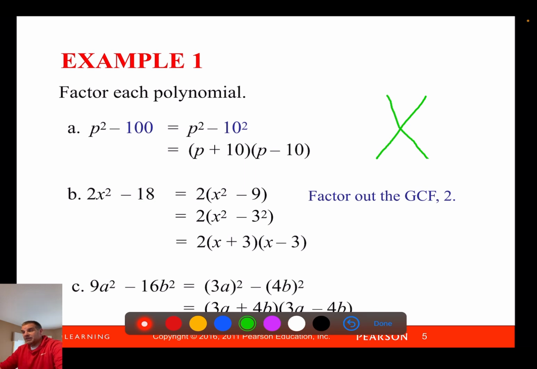Now again, the nice thing about these is if you don't remember the special property, we can still use what we did before.